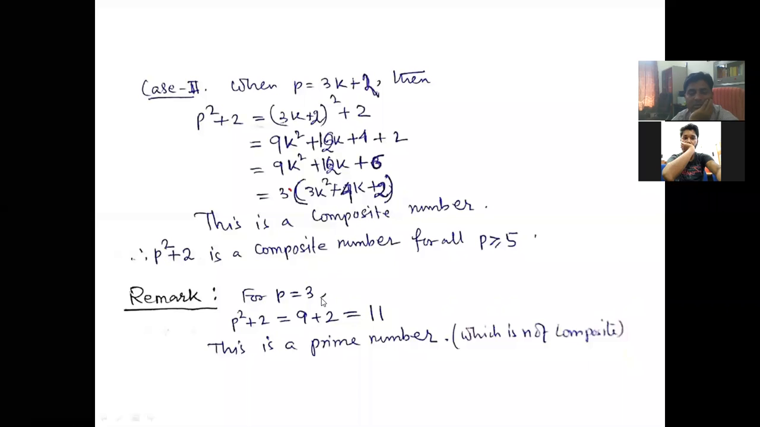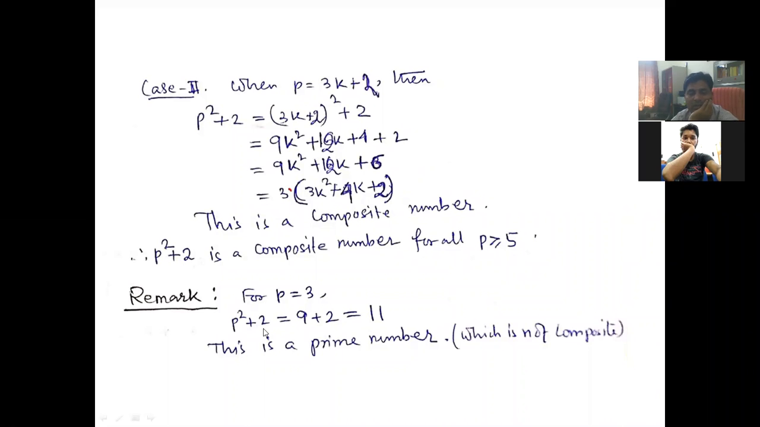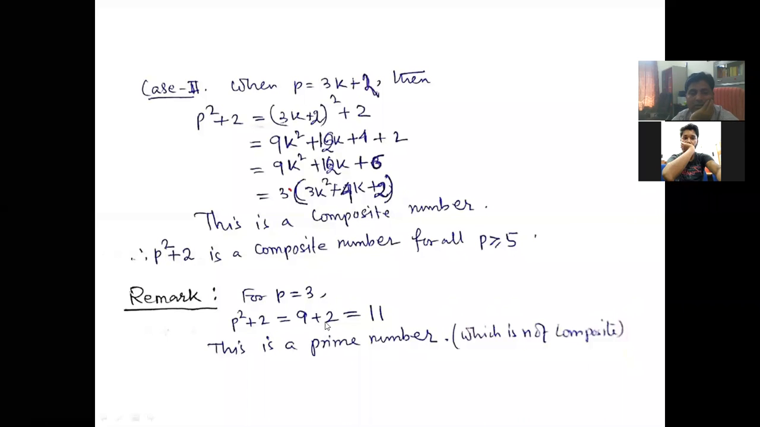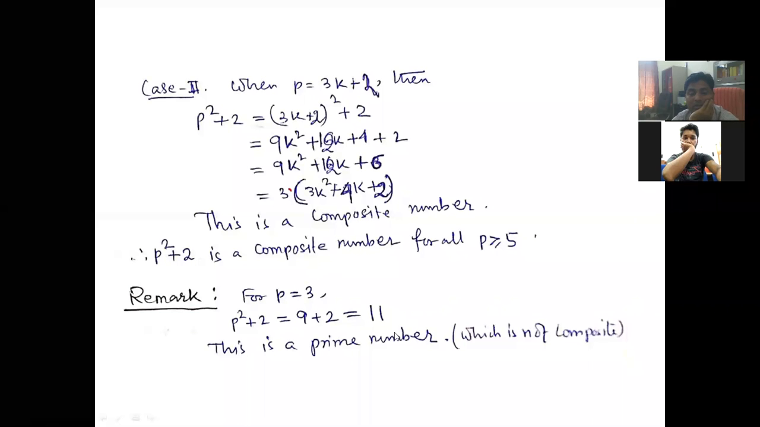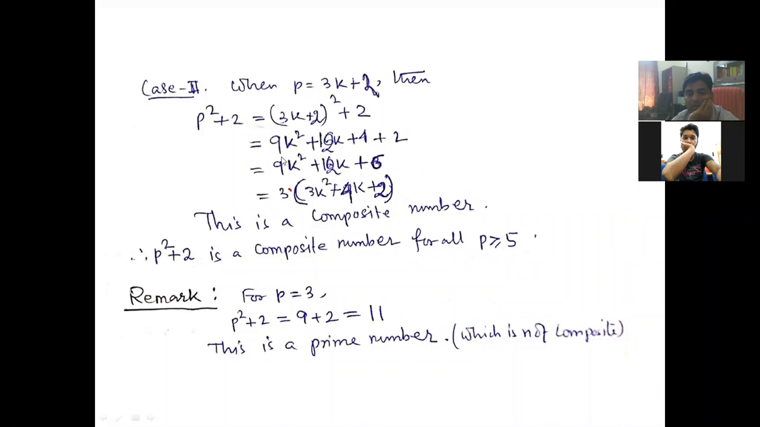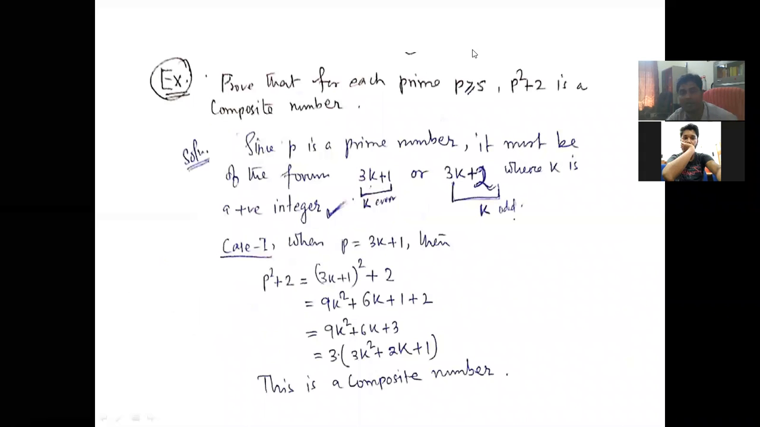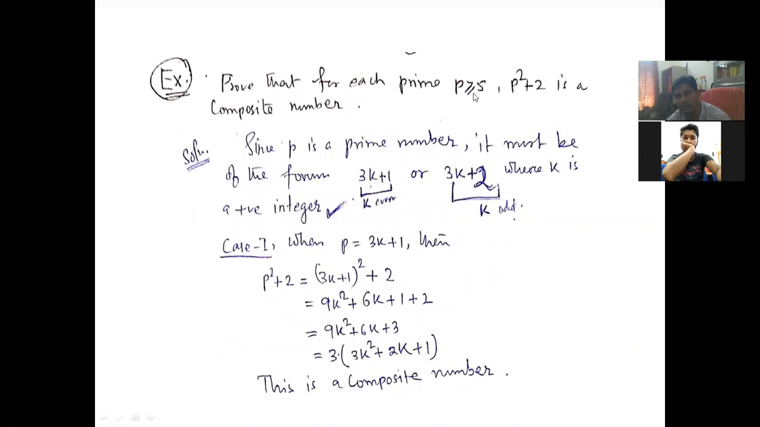Remark: for P equal to 3, you see P square plus 2 equal to 9 plus 2 equal to 11. This is a prime number, so P square plus 2 is not a composite number for P equal to 3. So the restriction is P greater than or equal to 5.